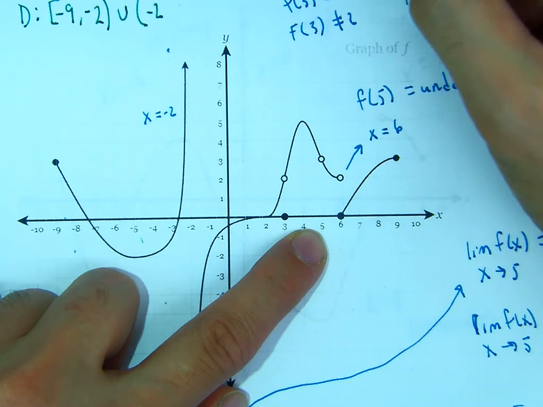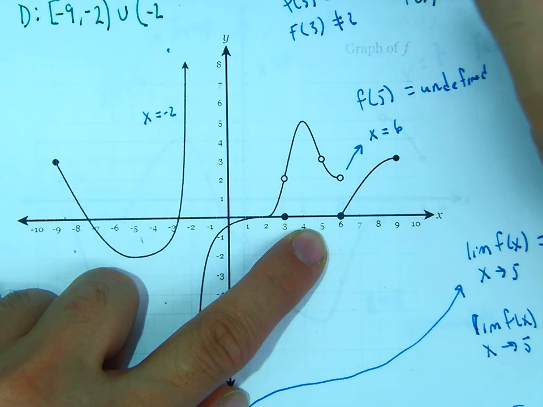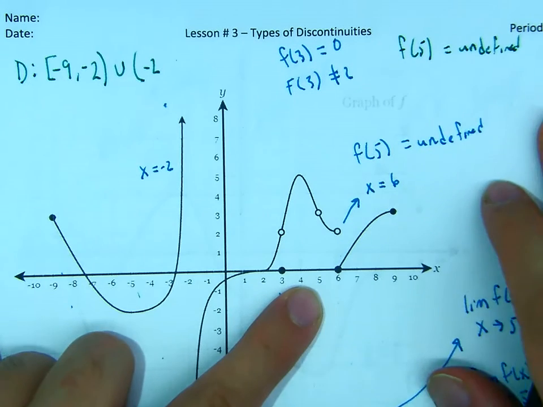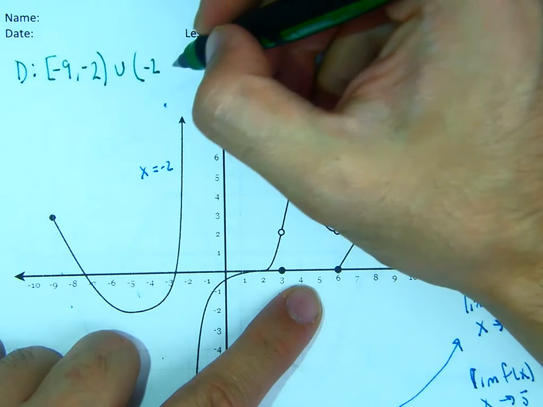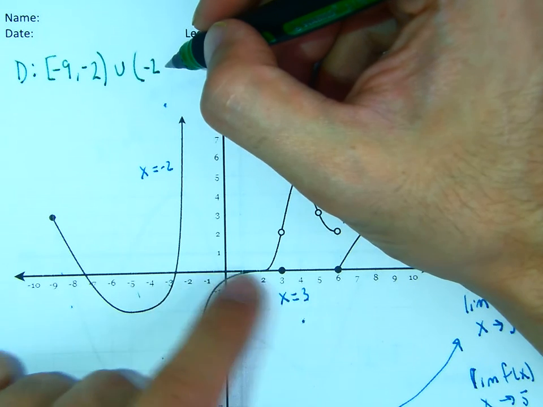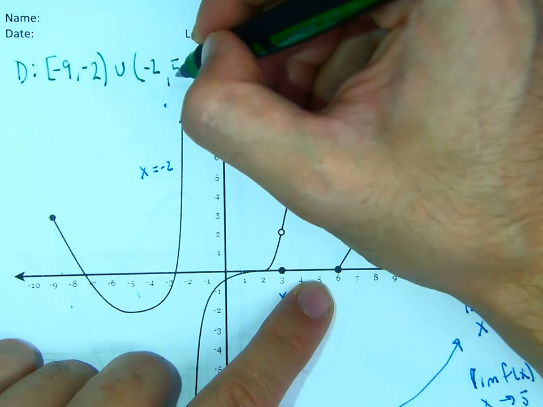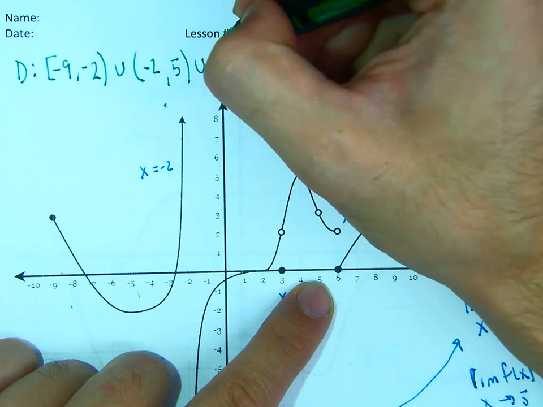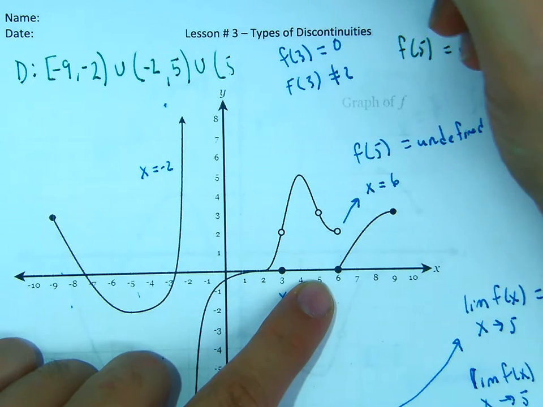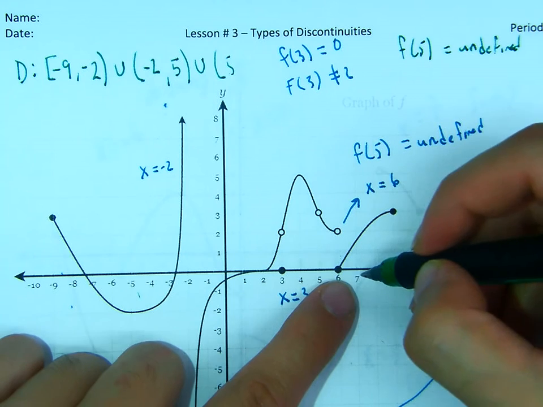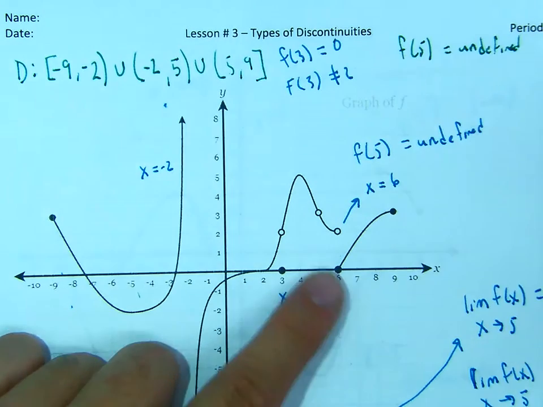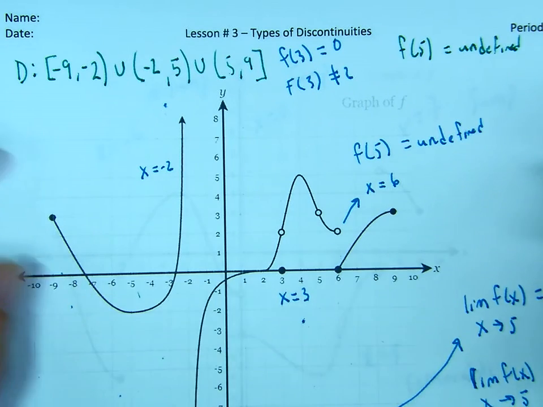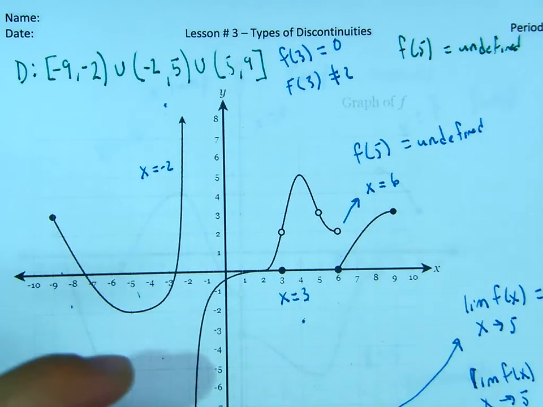Because if I said, hey, what is f of 5? This is undefined. You do not have f of 5. So what we have to do is everything in between negative 2 and 5, parentheses, union 5. Do you have 6? Yes. 7? Yes. 8? Yes. 9? Yes. So 5 to 9, bracket.